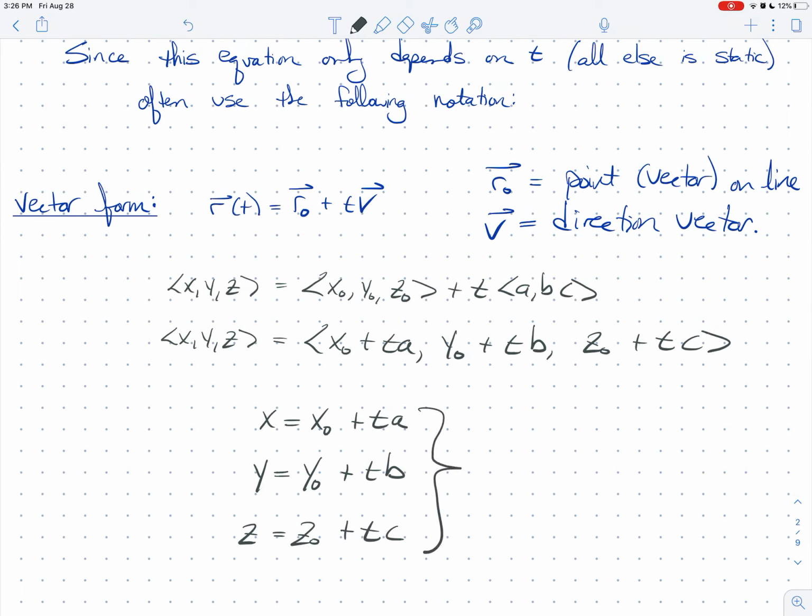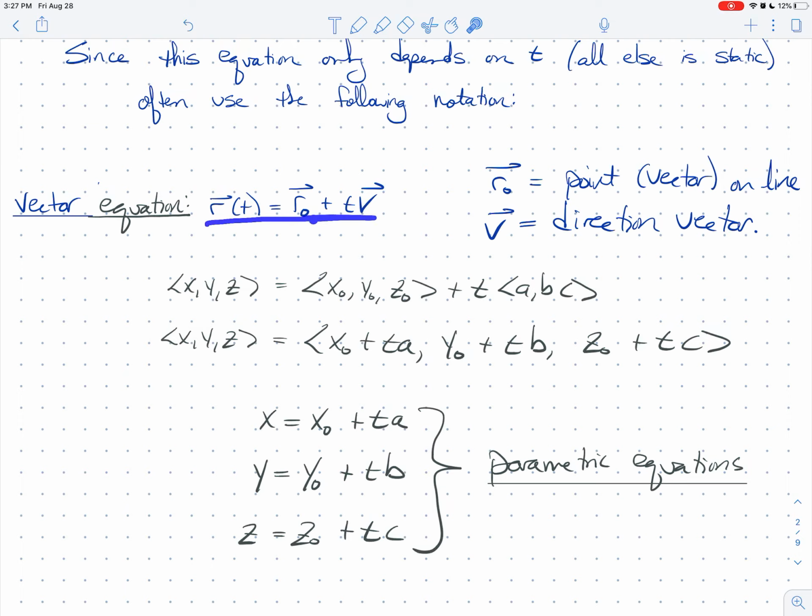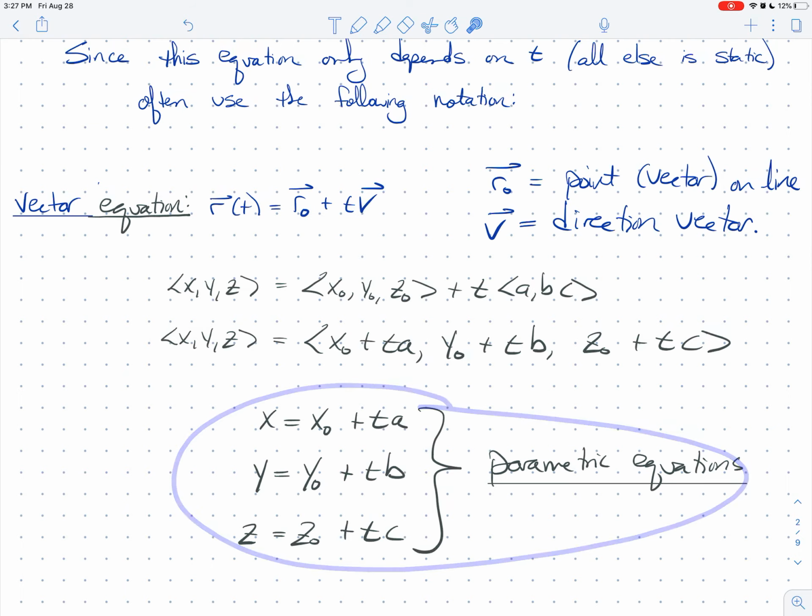And by the way, I should mention, these are called the parametric equations of the line. So we have the vector form, or the vector equation. I think I'll change this to vector equation just because I think your book is going to say it that way. You have the vector equation of the line, which is r of t is r naught plus tv. You have the parametric equations of the line. They're saying the same thing, by the way, same thing.